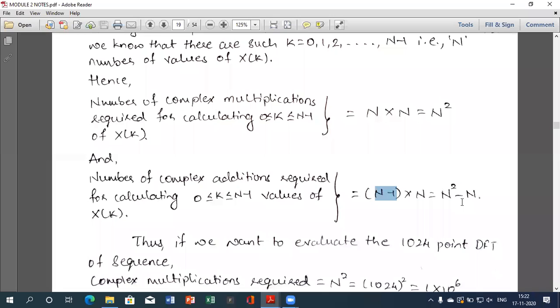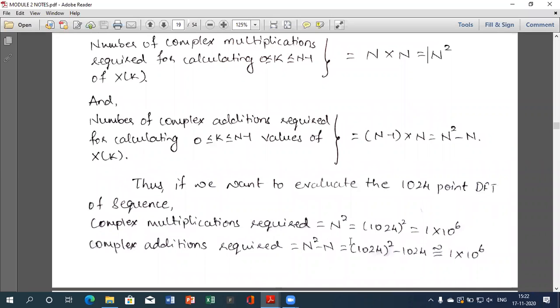This is very important. All these concepts we will consult later. From this, it is clear that we need n square complex multiplications and n square minus n complex additions just to compute one complete DFT if the value of n is provided. Now we will go in depth to understand how many real multiplications and how many real additions are needed in each complex multiplication and complex addition.